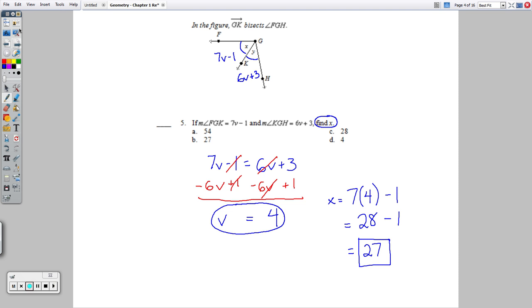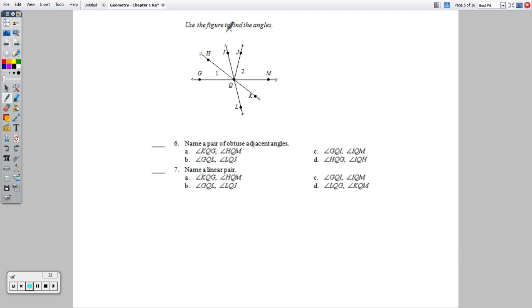Let's check out number 6 now in the figure, and number 7 in the figure. Use the figure to find the angles. And alright, got lots of different points in there. Name a pair of obtuse adjacent angles. So we have 4 choices here. Let's figure out which one of these 4 choices fits that description, a pair of obtuse adjacent angles.